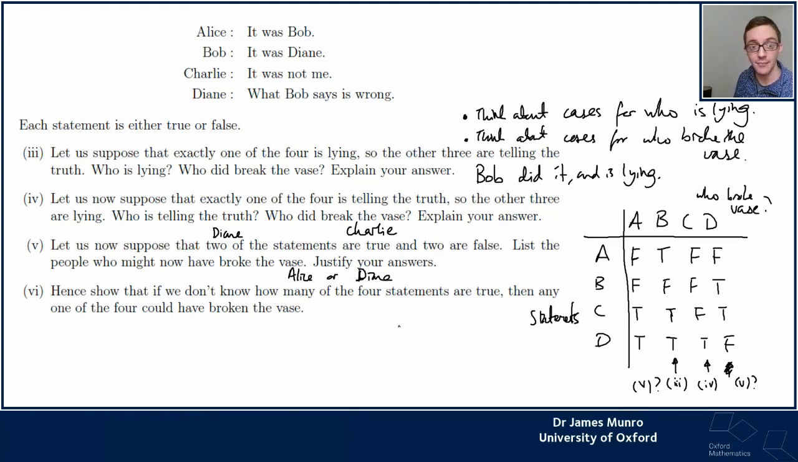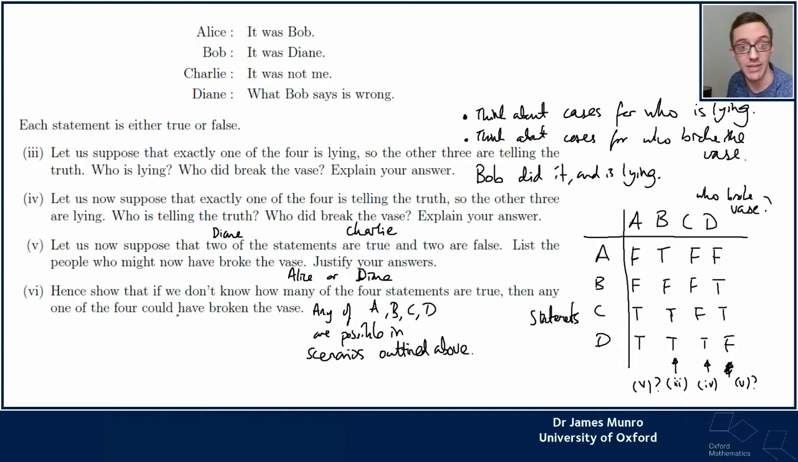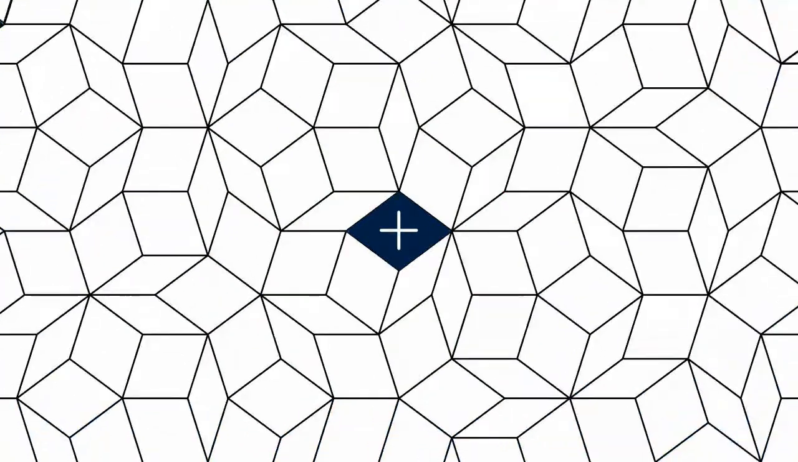Okay. Now we're done. Also, part 6 says, hence show that if we don't know how many of the 4 statements are true, which is pretty normal. We don't know how many of these statements are true. Any one of the 4 could have broken the vase. So any of A, B, C, D are possible in scenarios outlined above. So this is just checking if you've been paying attention through the previous parts of the question, where it turns out that anyone could have been implicated. You could have been the culprit in one of the previous parts of the question.